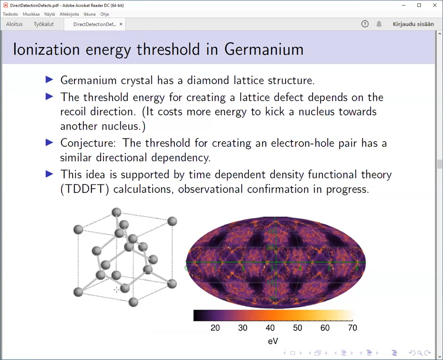The simulations that also try to model the electronic structure in the crystal are much more complicated. They must be done using time-dependent density functional theory, and very detailed simulations like this have not yet been performed. So this is not a fully solid statement, but it seems like a plausible conjecture that there is a connection between the creation of a lattice defect and an ionization.